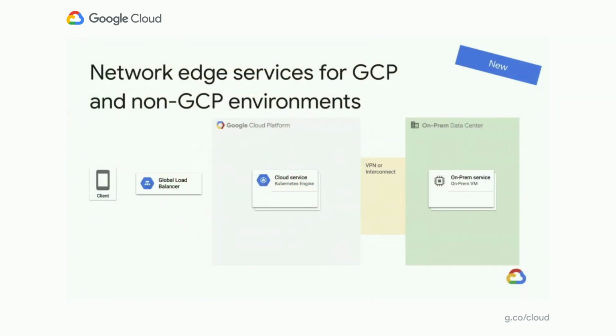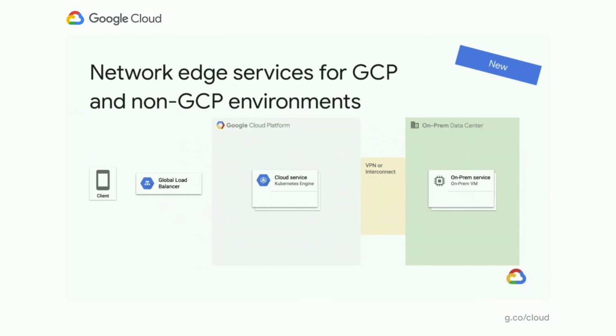So I've got plenty of customers, large banks, for example, who have services that run in GCP, and they also have services that run in their own on-prem data center. And that might be a temporary state as they're migrating everything to the cloud, but it also might be a permanent state. There are all kinds of really valid and good reasons why you might want to have some workloads in the cloud and some workloads on-prem.